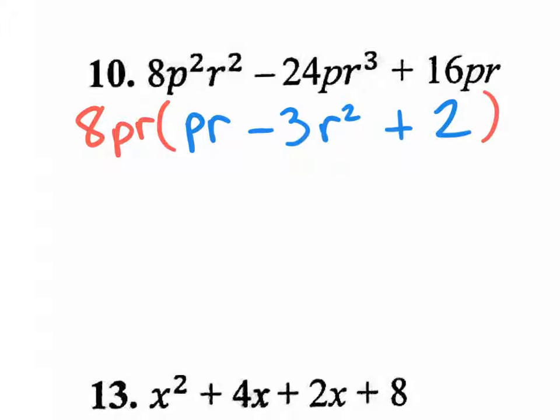And that's about it. So like let's say you're not sure if you pulled out the GCF. Look at the inside of the parentheses and see if there's anything in common in all three that you could pull out. But as you can see, you can't, so you know you did pull out the 8PR, which is the GCF. And that's it. That's your answer. Let's move on to number 12.